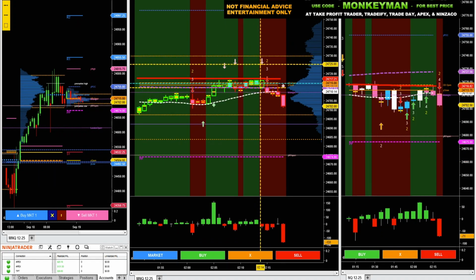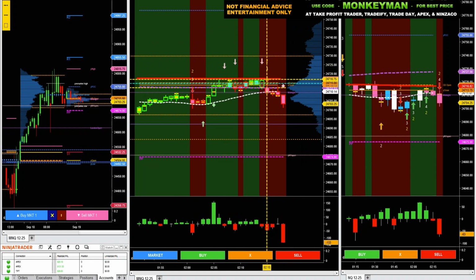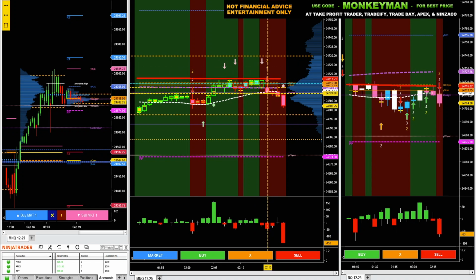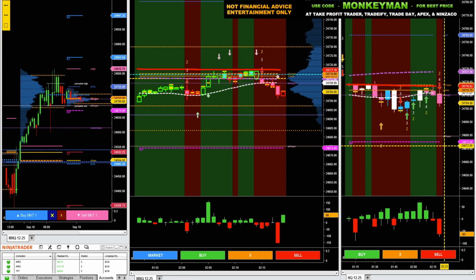Hopped into another little short. We got a cumulative delta reversal arrow moving below VWAP here. An imbalance signal to the downside. Bearish ADX started moving below the 20. We also had an imbalance signal to the downside here, interbar on the 5-minute.